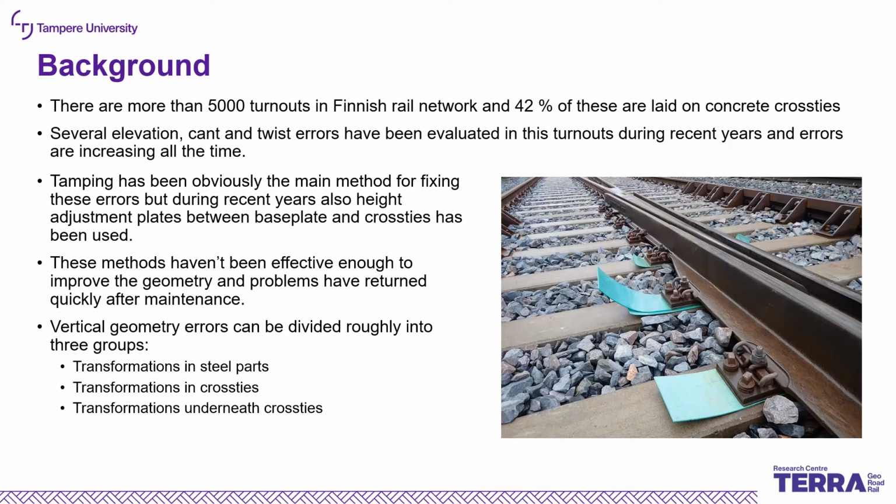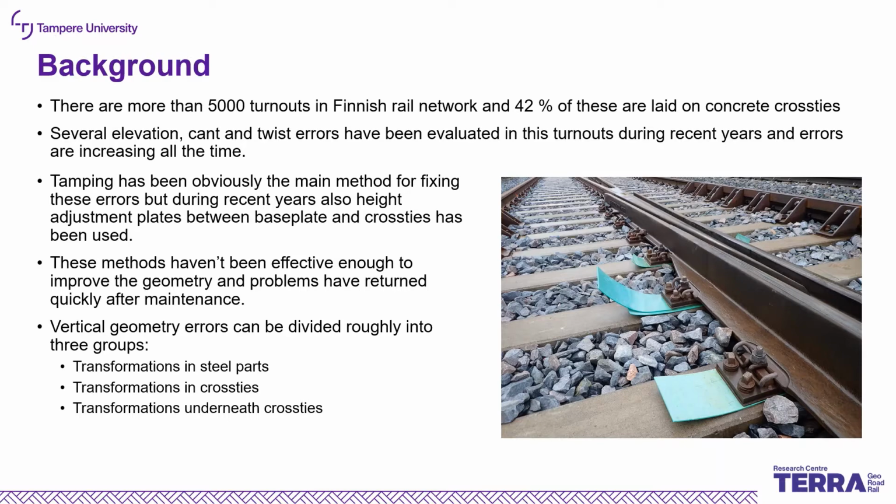Well, we can start with the background in Finland. There are more than 5,000 turnouts in the Finnish rail network, and 42% of these are laid on concrete crossties. So most of our turnouts are still on wooden sleepers, but quite many are now on concrete crossties. Several elevation, cant and twist errors have been evaluated in these concrete turnouts during recent years. And errors are increasing, unfortunately, all the time. So something has to be done.